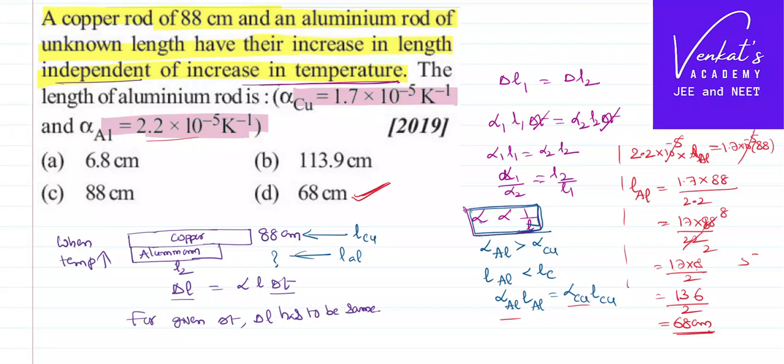To solve this problem, you need to know one important concept: for the increase in the length to remain constant, alpha is inversely proportional to L. Once you know that concept, solving the problem is not at all difficult. Right? That's how we are supposed to solve the problem. That's it. Thank you for watching.